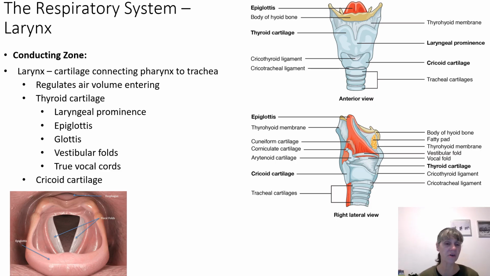And there are also folds of membranes known as vestibular folds. A vestibule is a doorway. And then we have true vocal cords, which, when air passes by them, cause them to vibrate, producing sound. And there's also a large piece of cartilage just inferior to the thyroid cartilage, and that is called the cricoid cartilage. You can see that easily on the upper picture on the right-hand side, and it's also labeled on the right-hand side where we can see the cricoid cartilage.